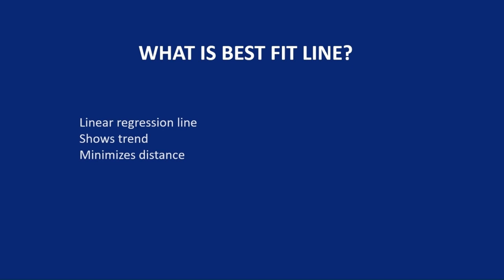It's a line created using linear regression that shows the overall trend, fits through your data, and minimizes the distance from all data points. In simple terms, it summarizes your data into one clear direction. Why should you use a trend line? Because it helps you identify the patterns, understand the relationship between variables, and make better predictions. Instead of guessing, you see the trend clearly.